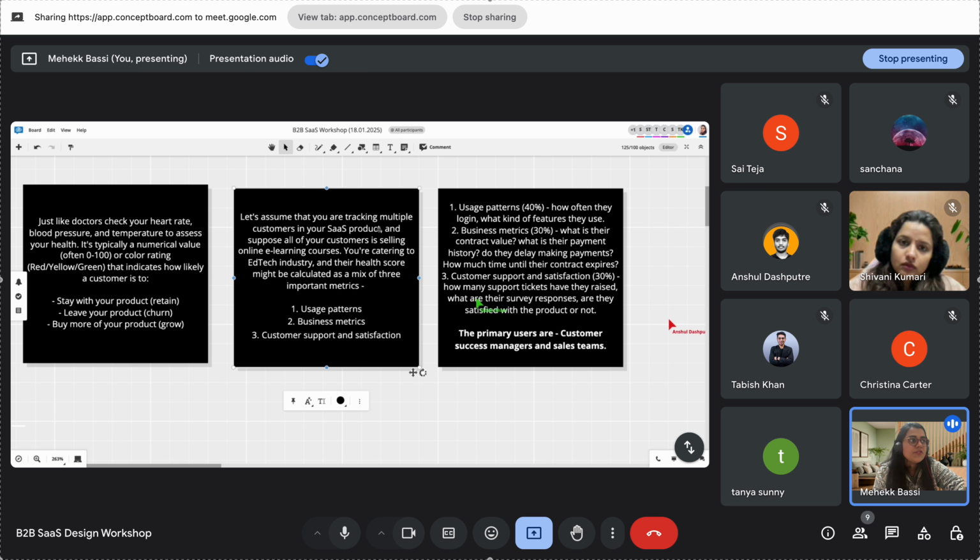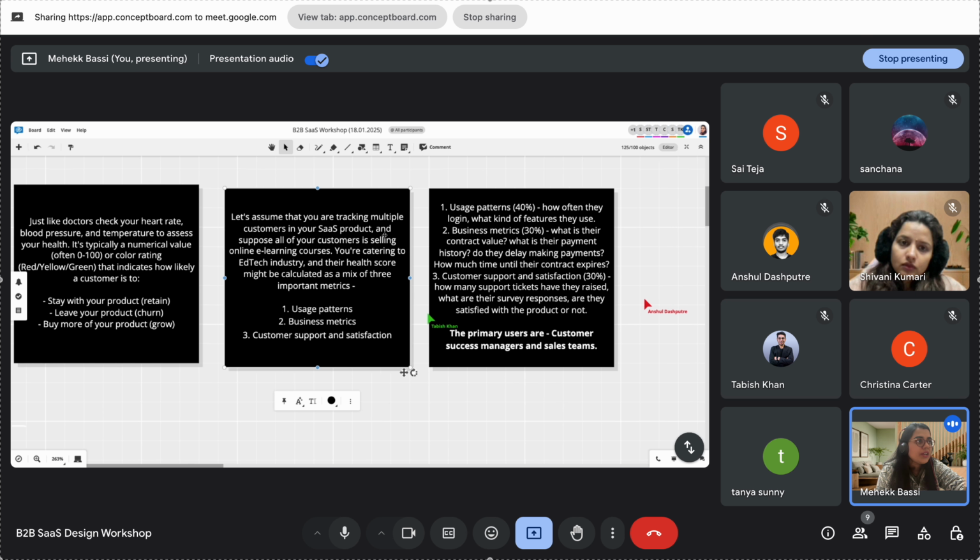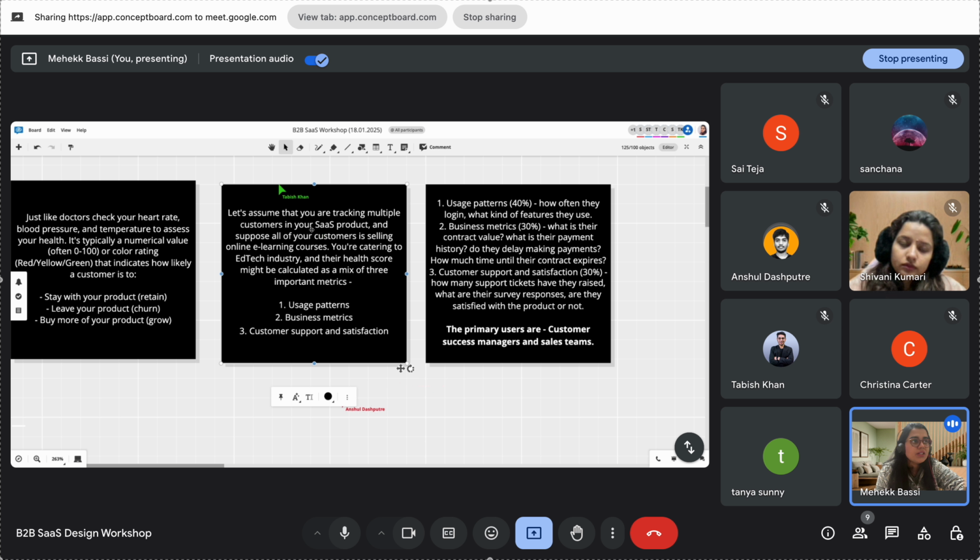For this, you can refer to the second black card. Let us assume you're tracking multiple customers in your SaaS product, and all of your customers are selling online e-learning courses. You're catering to the edtech industry, and their health score might be calculated as a mix of these important metrics: usage patterns, business metrics, and customer support and satisfaction.